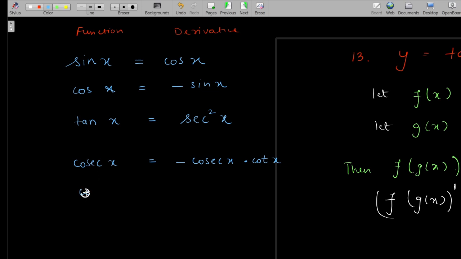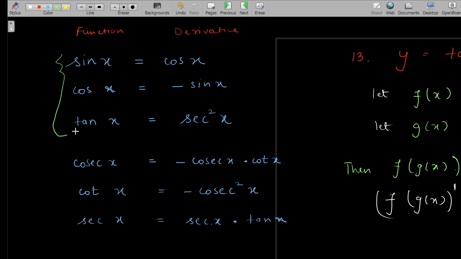Then the derivative of cotangent x is negative cosecant square x. The derivative of secant is secant of x times tangent of x. Okay, I think you know the derivatives of the first three functions, right? The first three functions you have memorized.